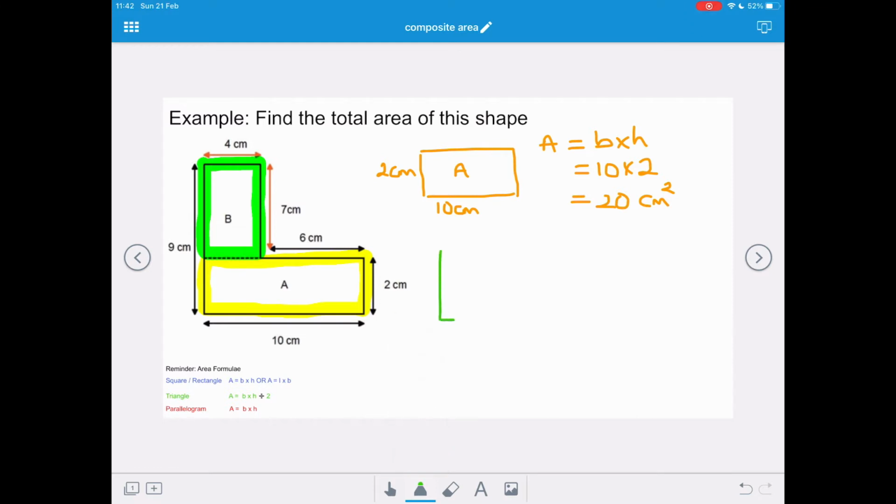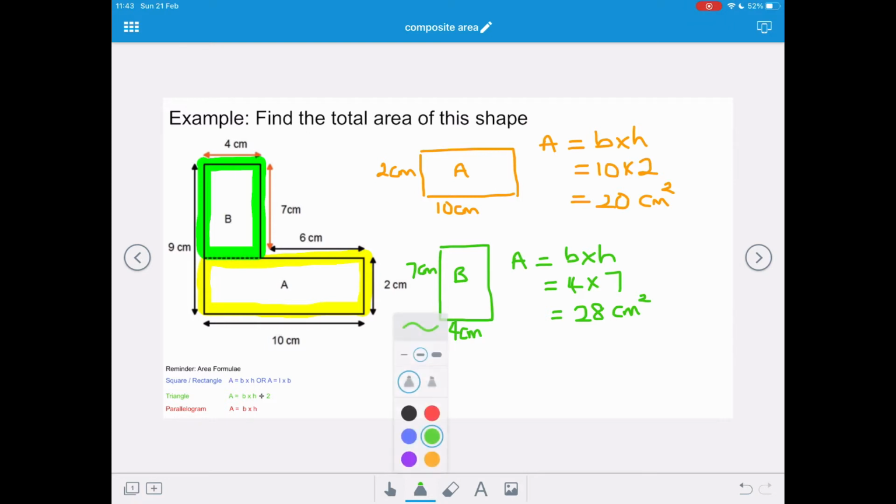Next, we're going to draw a sketch of rectangle B. And from the picture, we can see that the height of rectangle B is 7 centimeters, and the base of rectangle B is 4 centimeters. So again, write the formula A equals B times H. That equals 4 times 7, giving us an area for rectangle B of 28 squared centimeters.